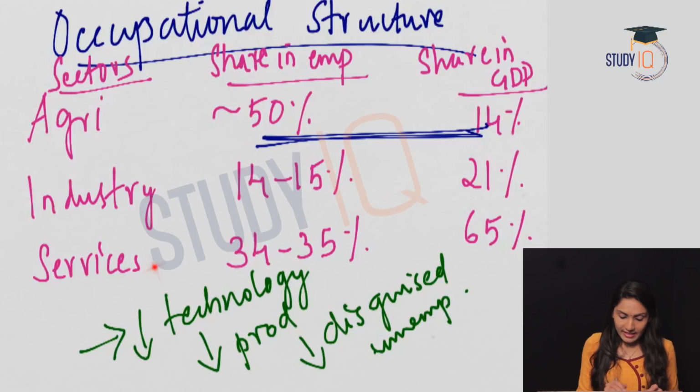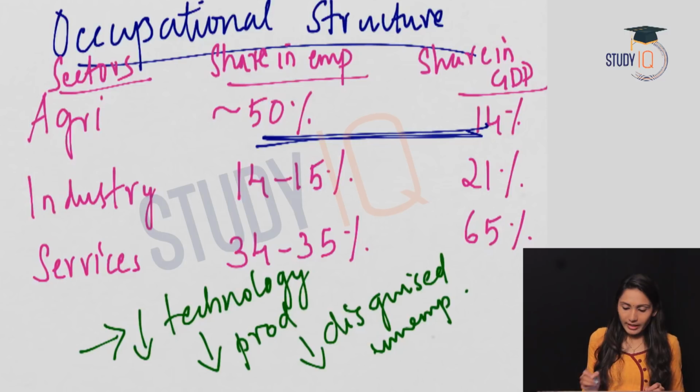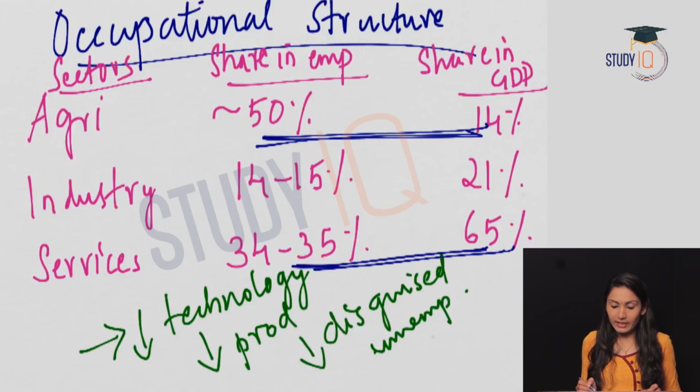So coming to the services sector. Services sector contributes to 65% of the GDP but contributes only to 34 to 35% of the number of workers or the employees or the labor force. Here also we will see a mismatch between the share in employment and the contribution to the GDP of the economy. In an economy, if a sector contributes more to the GDP, it should be able to contribute more to the percentage of employment it creates also.